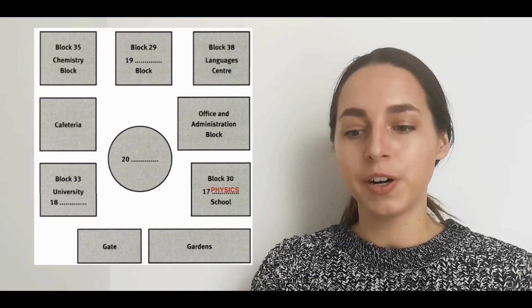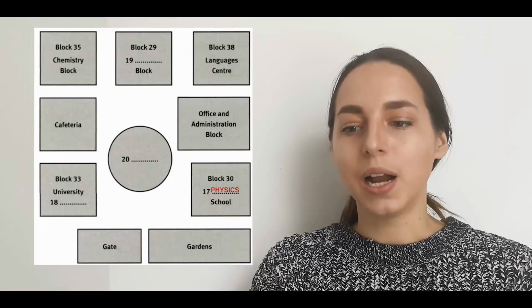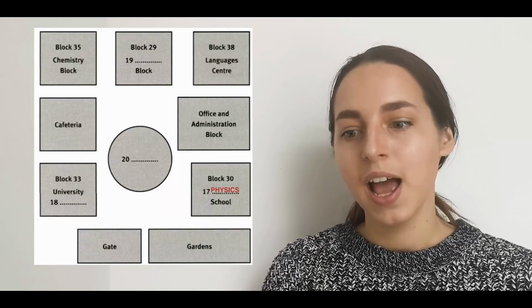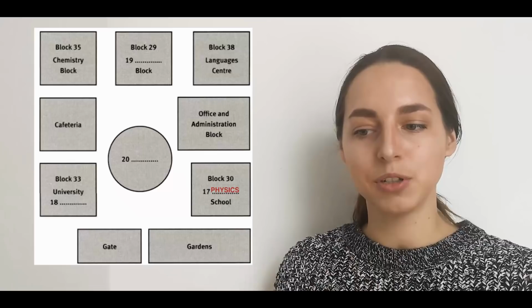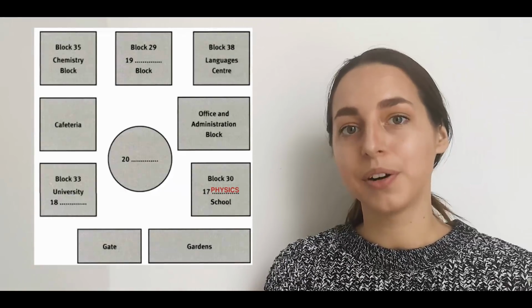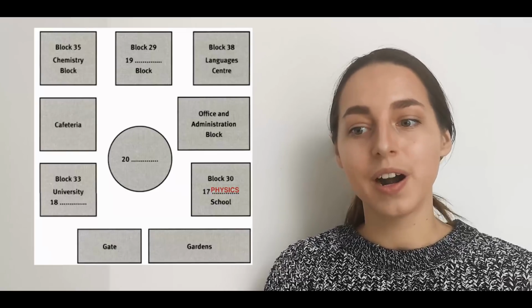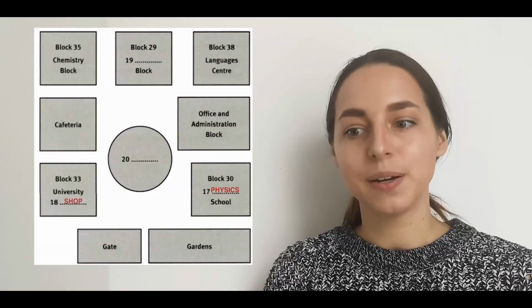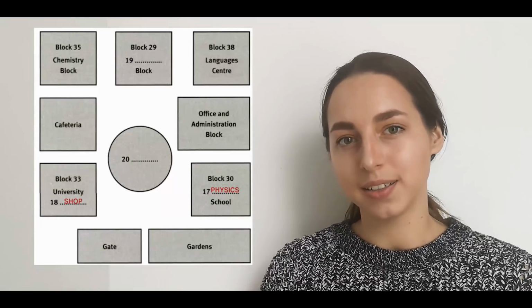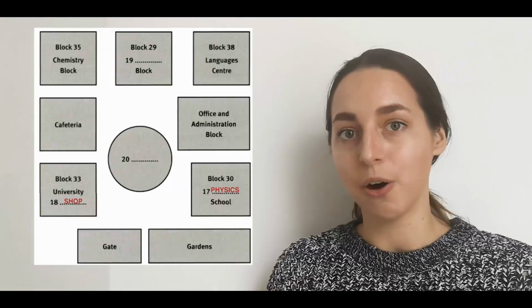Then they're moving forward to number 18. And what do we see there? She then starts talking about the cafeteria, and she says that it is between the Chemistry block number 35 and the University shop, block number 33. This is our question number 18, right? Block 33, University shop. Shop is the correct answer because we already have university on our map.